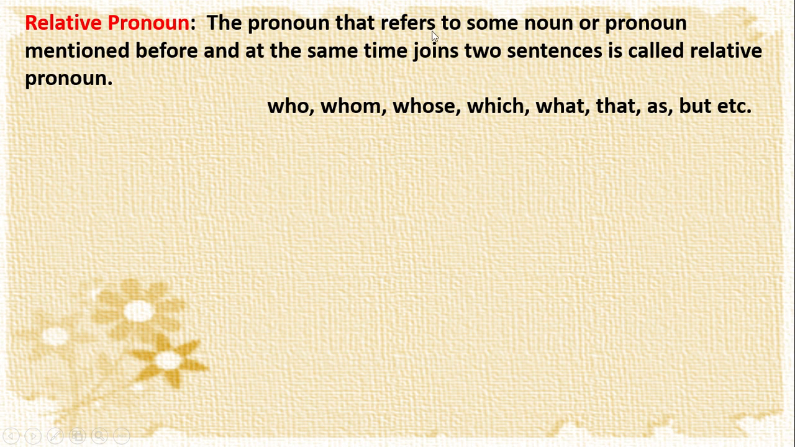The pronoun that refers to some noun or pronoun mentioned before and at the same time joins two sentences is called relative pronoun. That means relative pronoun has two functions. Firstly, it will refer to some noun or pronoun that is already used in the sentence, and at the same time it will join two sentences. Examples are who, whom, whose, which, what, that, as, but, etc. Let's see them in the sentence.